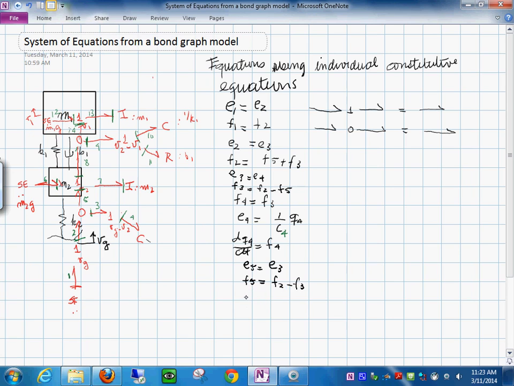And then there's one more on this column, and go to the right. E sub 6 and F sub 6. E sub 6, that's this one right here, is SE6. And what's F sub 6? Is F7.